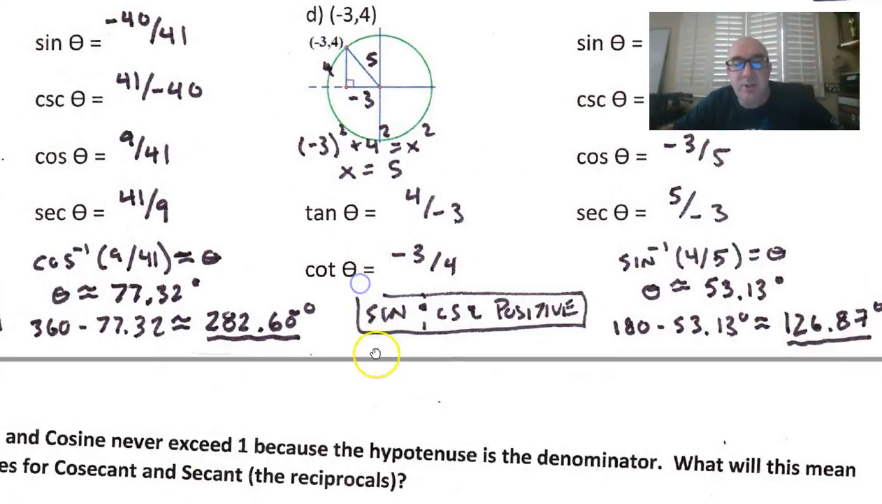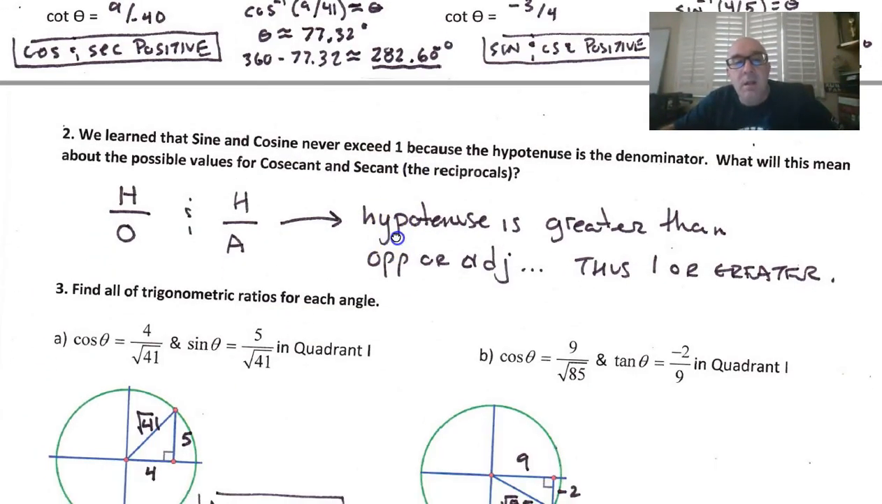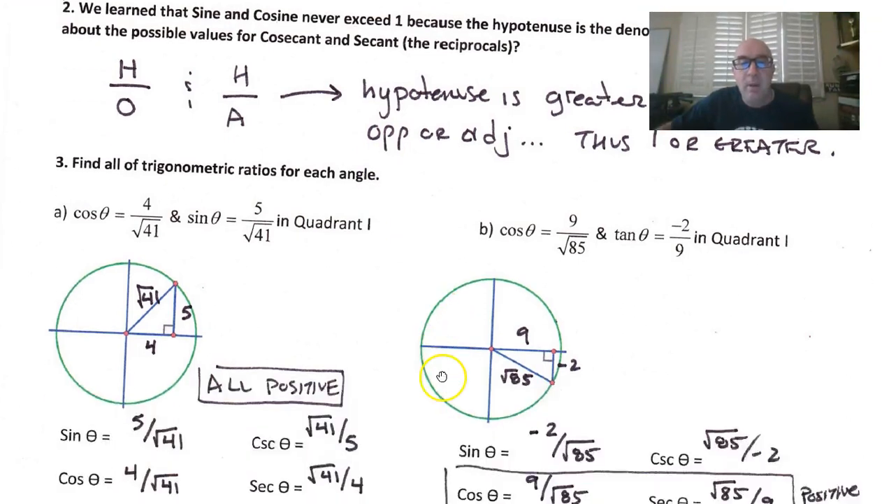I don't think any of that's too tricky. The next question says, what values do we expect for cosecant and secant? And our answer is greater than 1. And the reason for that is the hypotenuse is greater than the opposite or adjacent. So, and it's in the numerator this time. And so we expect values to be greater than 1.